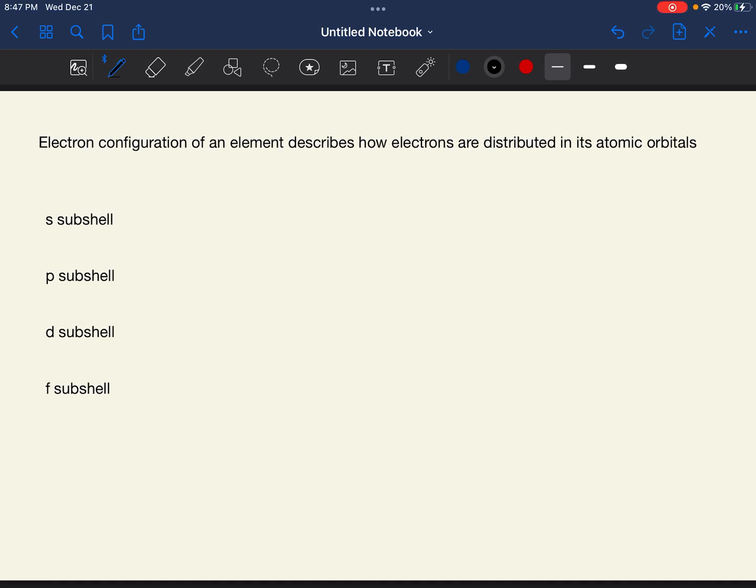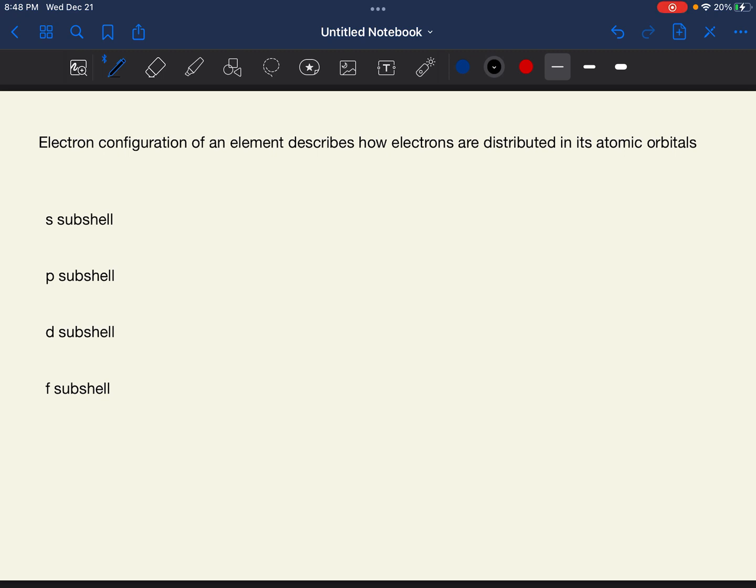Today we'll be talking about electron configuration, orbital notation, and noble gas configuration. And I know it seems like a lot, but by the end of this video, hopefully it'll be a breeze to you. So before we get started, I would just like to define what electron configuration is. Electron configuration of an element describes how electrons are distributed in its atomic orbitals.